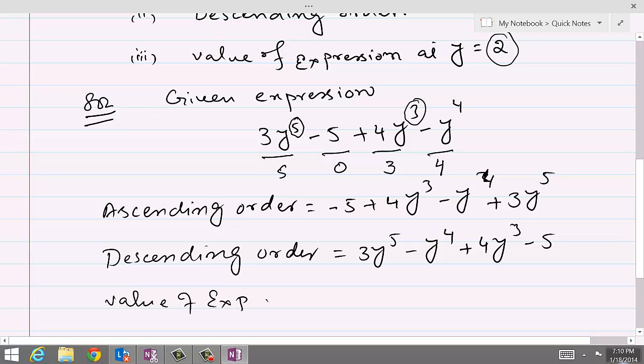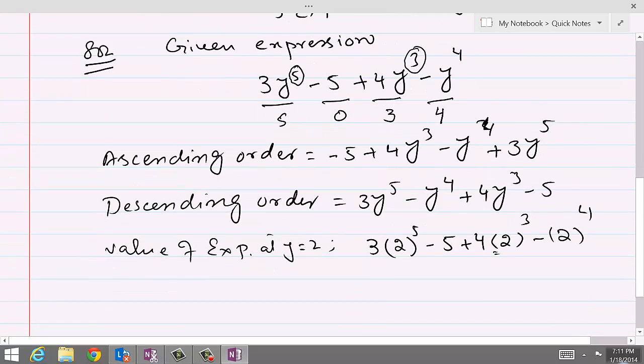So the value of the expression at y is equal to 2 is: 3 times 2 power 5 minus 5 plus 4 times, wherever y is, we write 2 power 3. Remember that we use brackets when there is a number outside, to make it clear that 4 is multiplying with 2 power 3, minus 2 power 4.